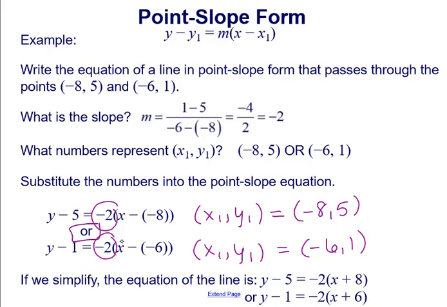And of course, we should clean up those minus and negatives. So our answer, the equation of the line in point-slope form through those 2 points, could be either y minus 5 equals negative 2 times the quantity of x plus 8, or y minus 1 equals negative 2 times the quantity of x plus 6.